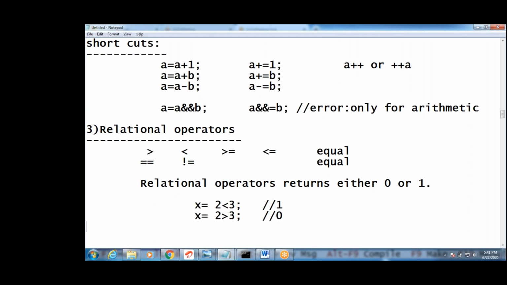Are you following, guys? What is the x value if I write x equals 2 greater than 3 less than 1? What is 2 greater than 3? False, 0. Then 0 less than 1. Yes, it is true, so 1 is the answer. We can write like this, guys. What is the answer for each of these?